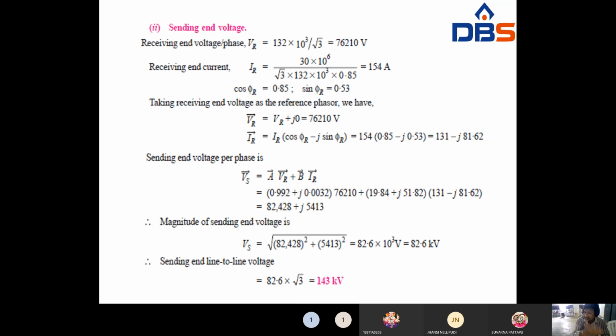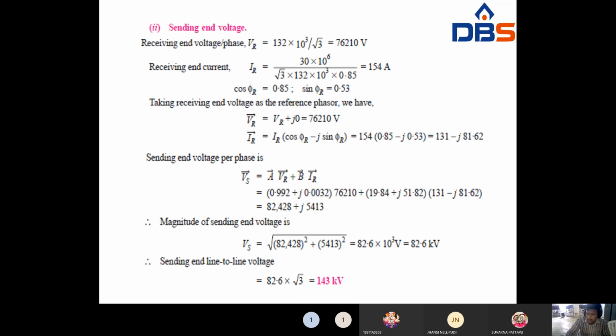Is the given problem 3 phase or single phase? It says a 3 phase balanced circuit, and that is nothing but 3 phase. That's why P is equal to √3 VL IL cos phi. Therefore IL is equal to P by √3 VL cos phi. P value is 30 into 10 power 6, √3, VL 132 into 10 cube, into cos phi, the given power factor 0.85. So we are getting IR equal to 154.